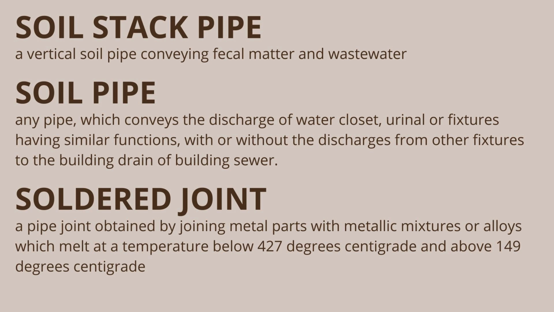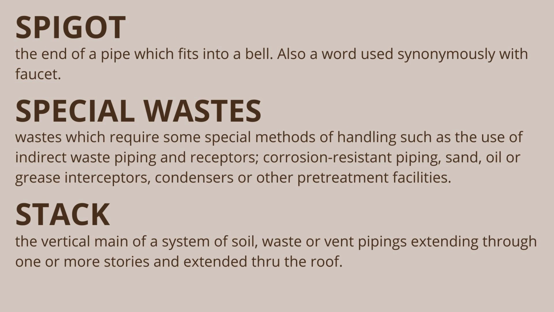Soldered joint: a pipe joint obtained by joining metal parts with metallic mixtures or alloys which melt at a temperature below 427 degrees centigrade and above 149 degrees centigrade. Spigot: the end of a pipe which fits into a bell. Also a word used synonymously with faucet.